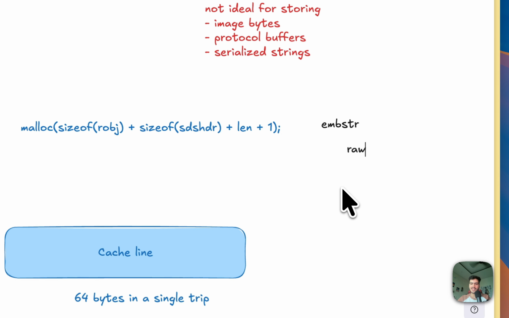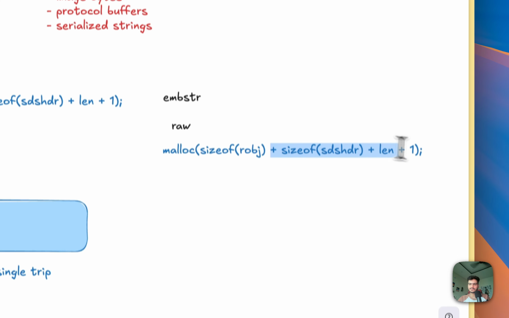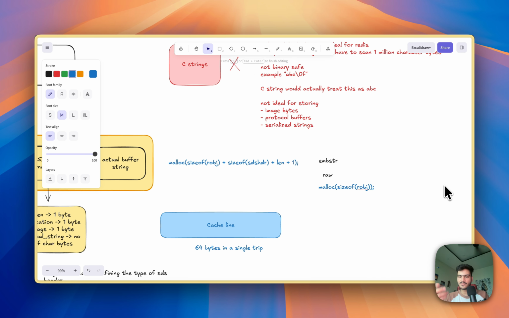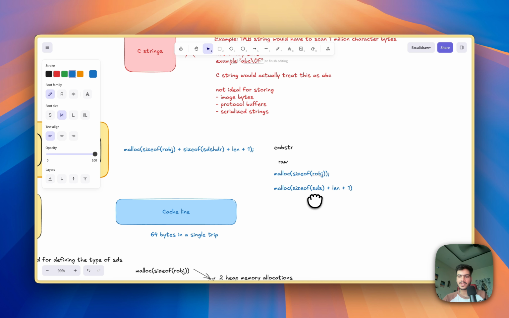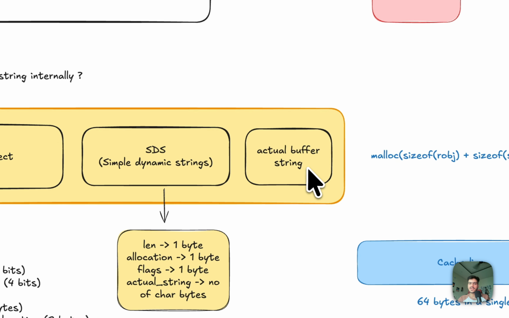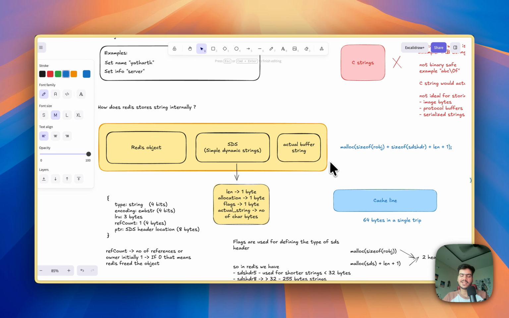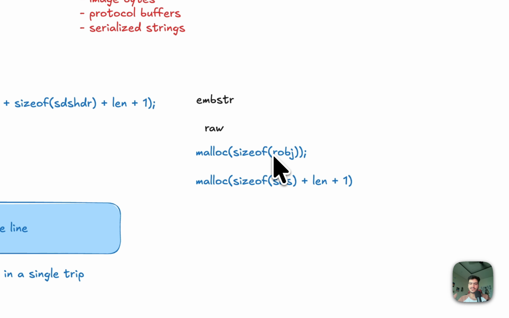But in case of raw string, what happens is it does two allocations. So in this case it would do two allocations. One will be for the redisObject, and another will be for your SDS plus the actual value of your string plus null terminator, right? So why in this case is it doing two heap allocations? It's because raw strings can be very big, and it wouldn't be able to fit in one contiguous block. If let's say you are increasing your string value, then you already have a fixed size of your memory block here, and increasing this particular block will be very CPU intensive. So that's why Redis does two heap allocations.